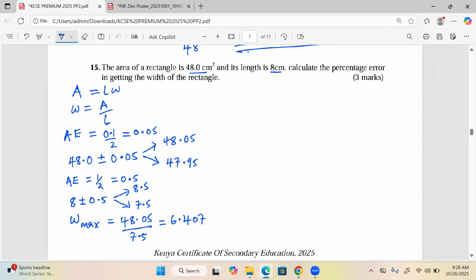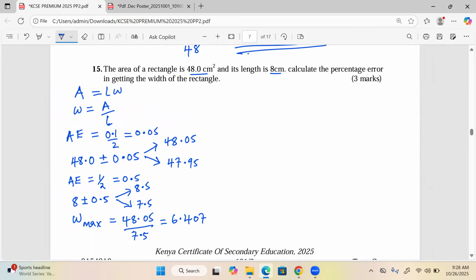We can also talk about minimum width. Now the minimum width shall be, we take the least area, but now we are supposed to divide it with the largest length, so that width becomes minimum. We use the smallest possible numerator, but the largest possible denominator. So 47.95 divided by 8.5. This will be 5.641.